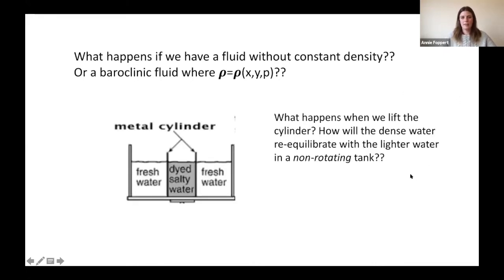So imagine we have a tank with fresh water on the outside and salty water on the inside of a metal cylinder. This salty water is now more dense than fresh water based on the equation of state. So if we pull this cylinder up and let that dyed salty water, that denser water, re-equilibrate in a non-rotating tank, what do you think will happen? What do you think the picture will look like? You can either write it in the comments or just think it to yourself.